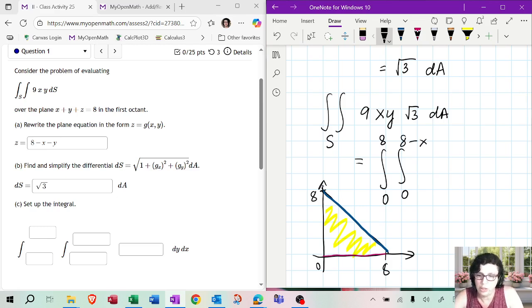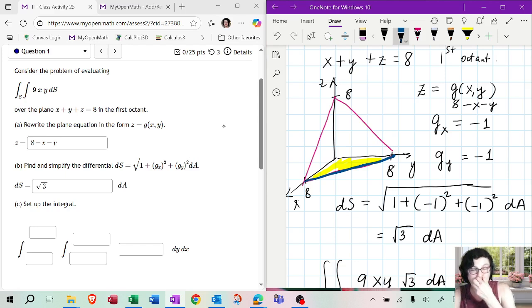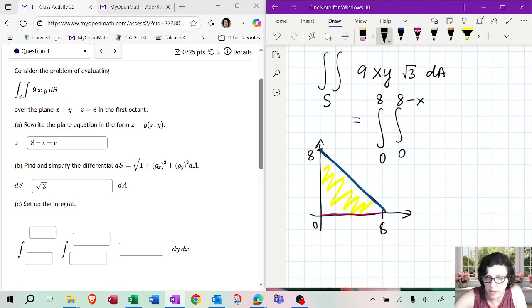Now, if you're having a little bit of trouble figuring this out, you can also think about this. Remember this triangle, right? This equation right here actually belongs to that plane, x plus y plus z equals 8. And it is actually the intersection of that plane with the xy plane, right? So what is special about an xy plane? Well, that's when z equals 0. So if you were to make this 0, you're going to wind up with x plus y equals 8. And then if you solve that for y, that just gives you 8 minus x, which is going to be this limit right here.